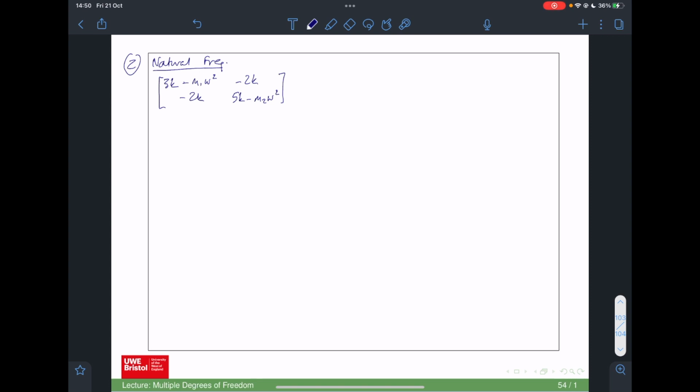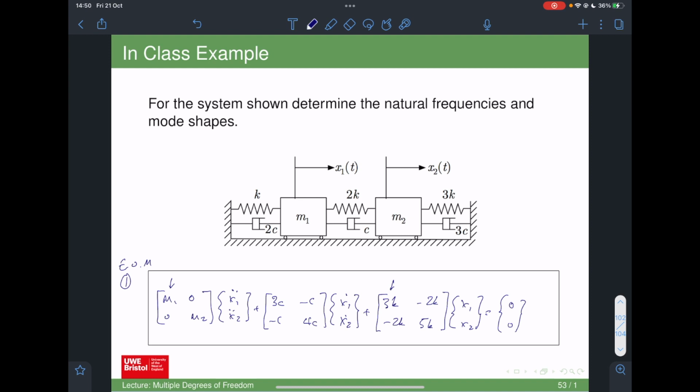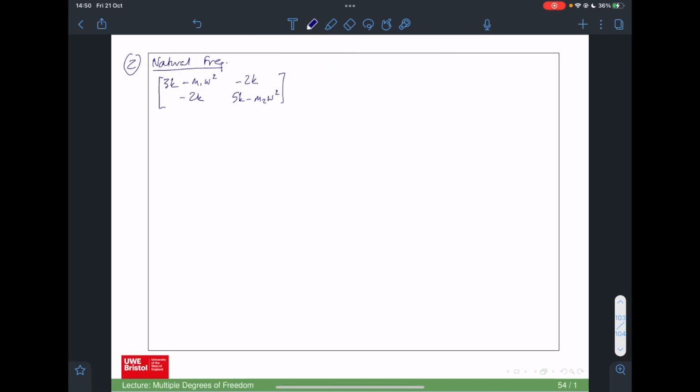Somewhere along the line we've made the assumption, I think it's in the question, that the mass is the same, so we can just get rid of those subscripts. And then we've got this x1, x2 equals 0. So we find the determinant.